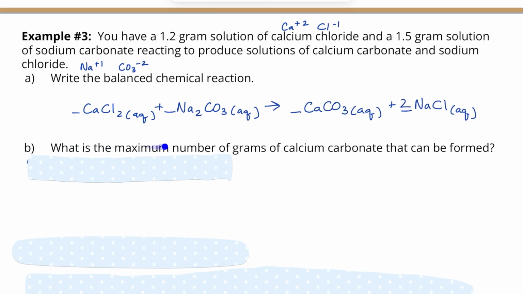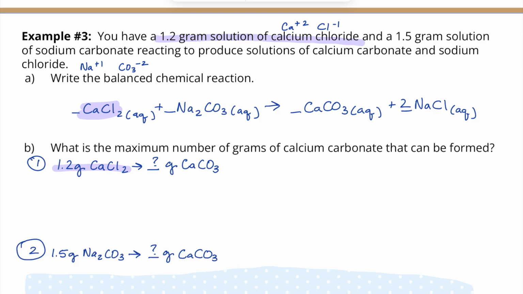Part B then says, what is the maximum number of grams of calcium carbonate that can be formed? So we were told that we have 1.2 grams of our calcium chloride. So our first thing we're going to have to do is figure out, well, with that calcium chloride, how much product can be produced. So that 1.2 grams of calcium chloride, and we are starting with 1.5 grams of sodium carbonate solution. So starting here as well.